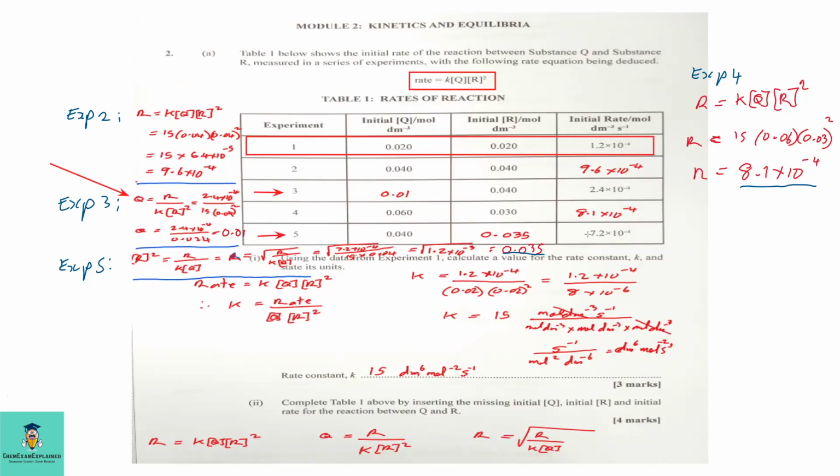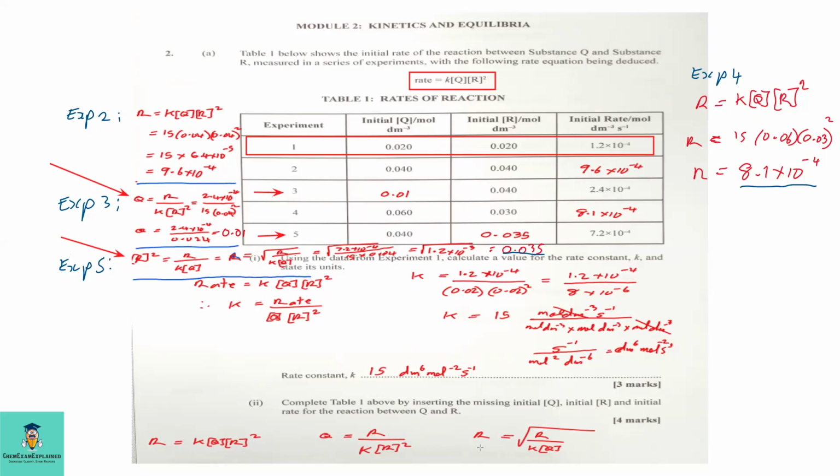Now, what do we have? We have the initial rate for experiment 5, and we have the value for the initial concentration of Q. So we need to find R. How do we find that? Here we look at experiment 5, so we're going to use this to find R. So looking at the equation again, rate equals K times Q times R squared. This is the rate, the initial rate, and this R is the initial concentration. So we're going to make this the subject of the formula.